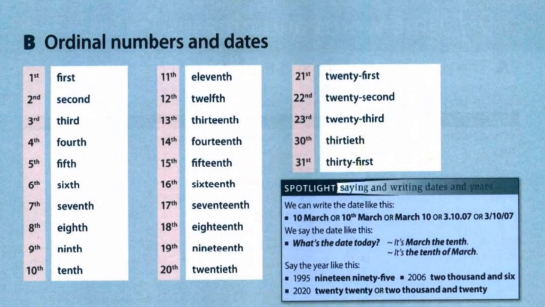Okay, let's go to the spotlight part. Saying and writing dates and years. We can write the date like this. 10 March, which is common in American English, and 10th March, which is common in British English. Or March 10th. When writing dates in English, the day is placed between the month and the year.